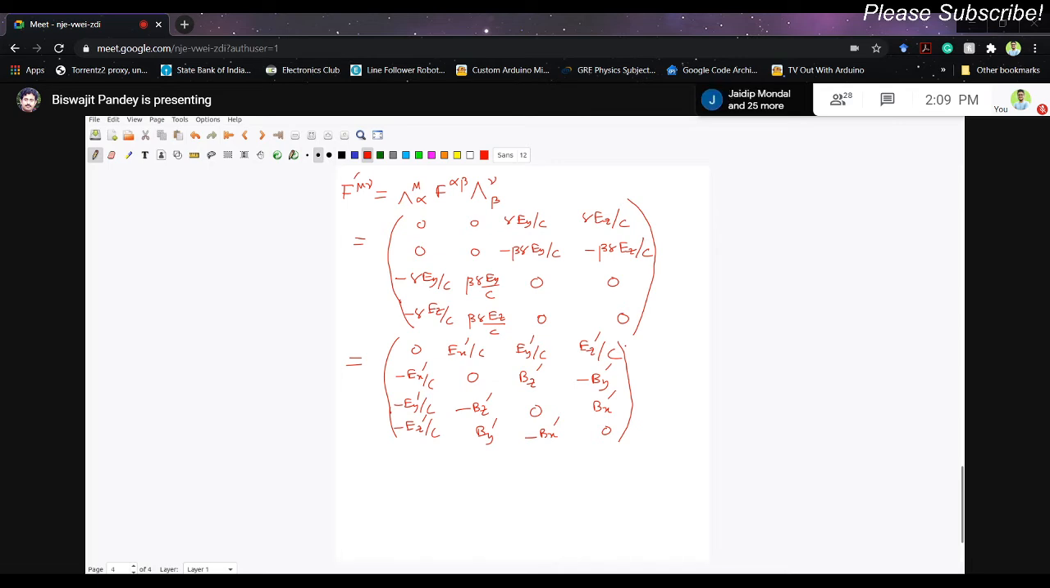So if you do that in this frame, what you will find, you see, first, this one, the x component here is 0, right? So I can straight away write here Ex' is 0, right?